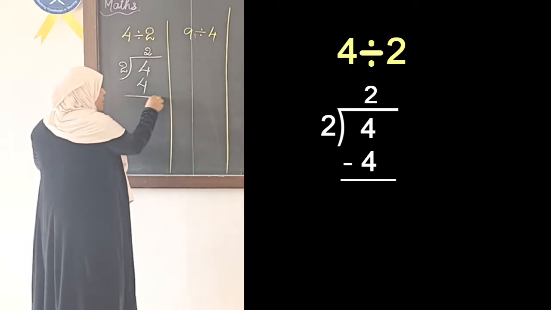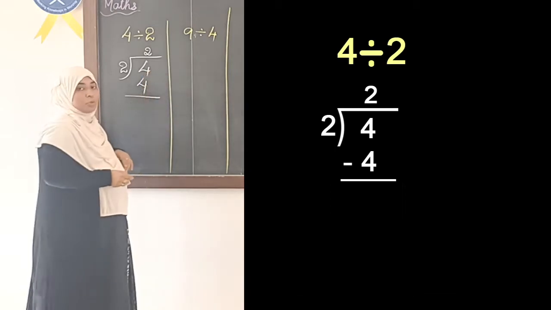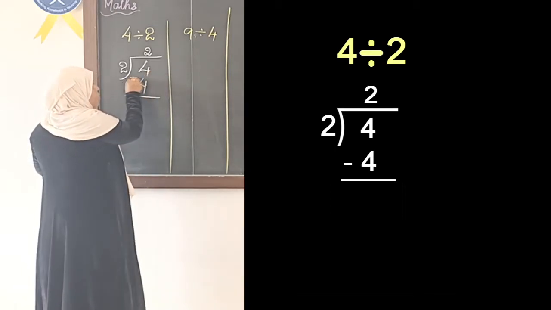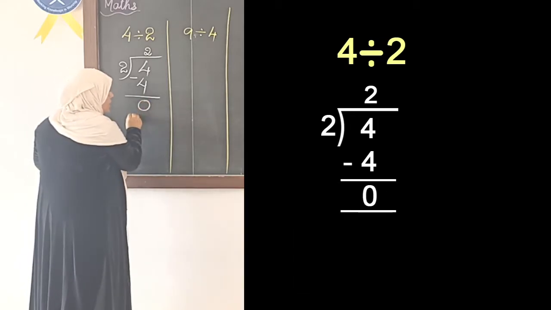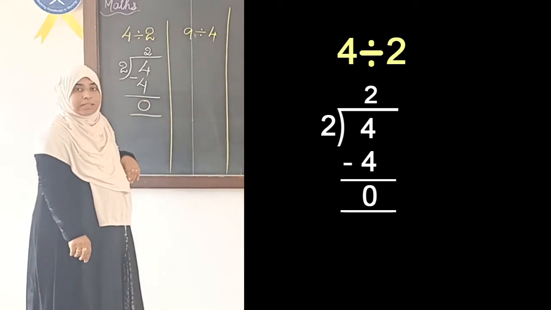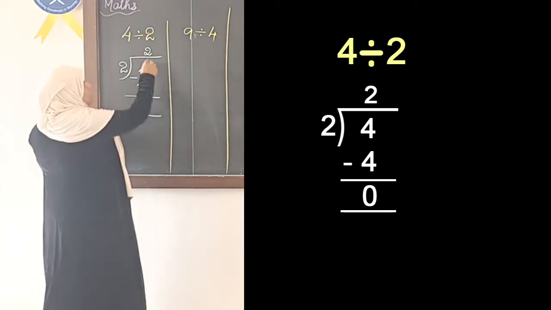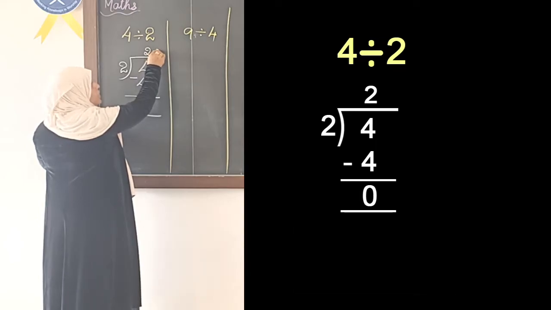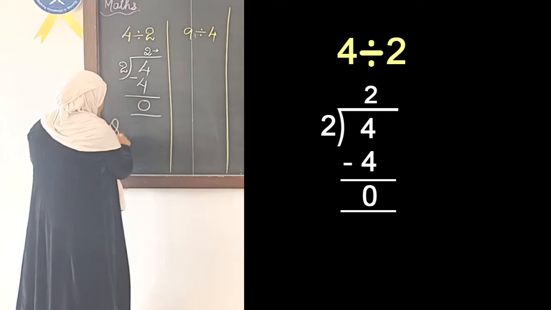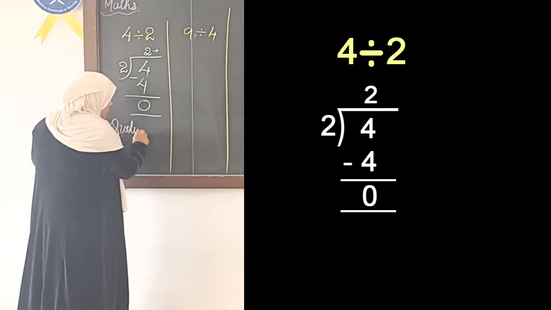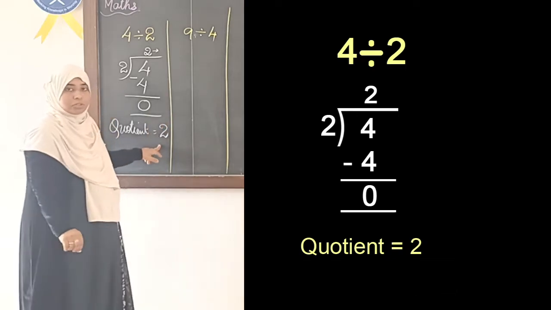Now the next step is to subtract 4 minus 4. Now when we subtract 4 minus 4, the answer that we will get is 0, okay? The answer is, sorry, the remainder that we get here is 0. Now this is our answer. The answer of division is called quotient. What do we call it? Quotient, okay? The quotient is 2, the answer of division.